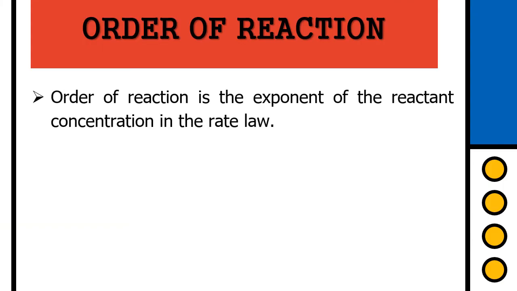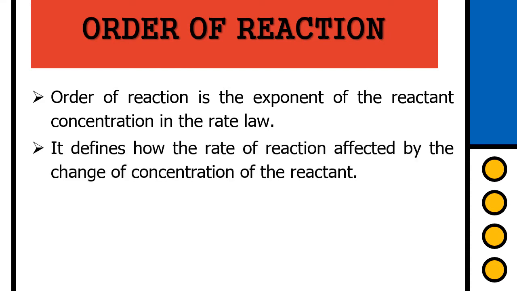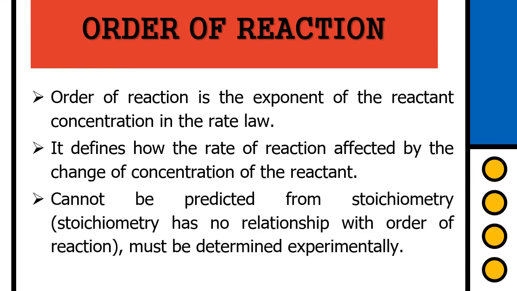Order of reaction is the exponent of the reactant concentration in the rate law. It defines how the rate of reaction is affected by the change of concentration of the reactant, and it cannot be predicted from stoichiometry because stoichiometry has no relationship with the order of reaction. So the order of reaction must be determined experimentally.